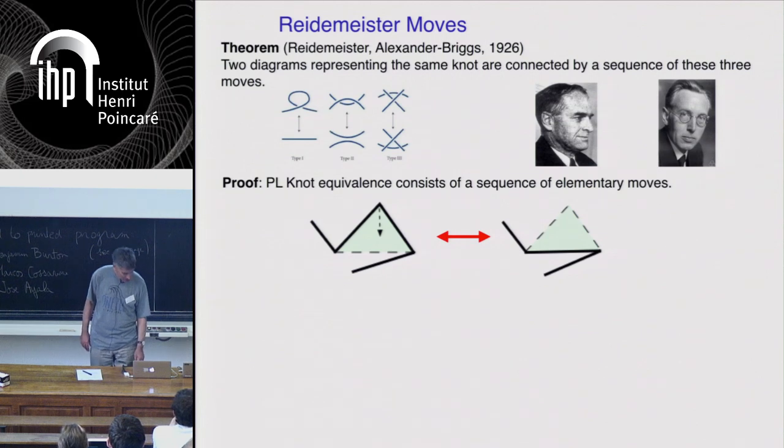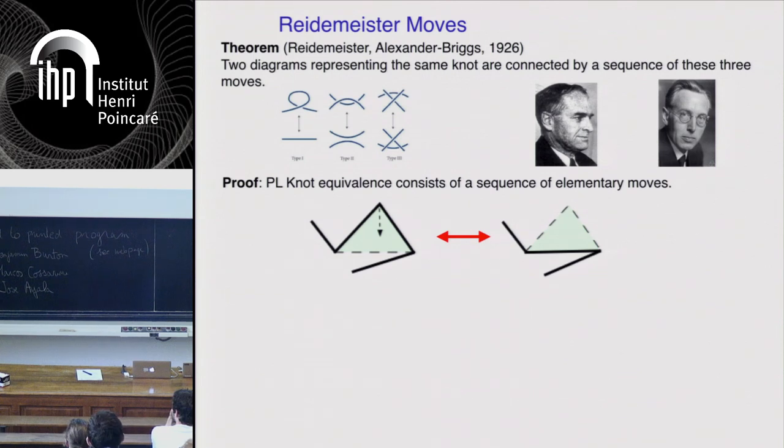Sometimes Reidemeister moves are taken just to be the definition of equivalence, right? You say two knots are the same if you can go from one picture to another picture by these diagrams. But that's not really the right definition. A knot is an object in R3. It's a polygon in R3. And the equivalence that you want for polygons is sliding across triangles, right?